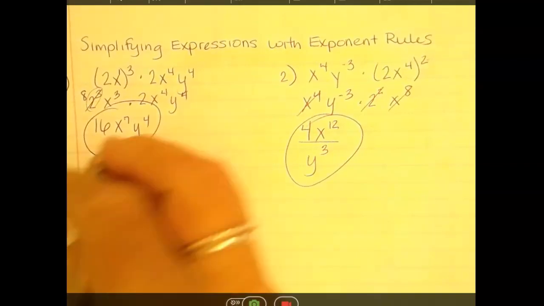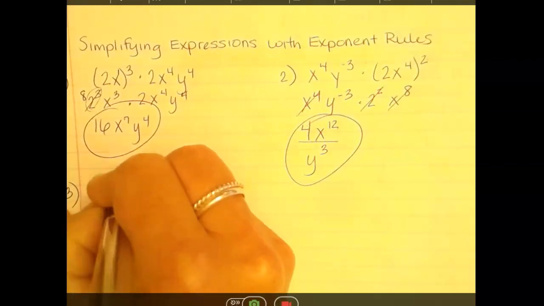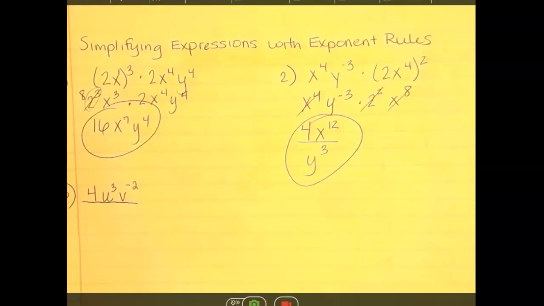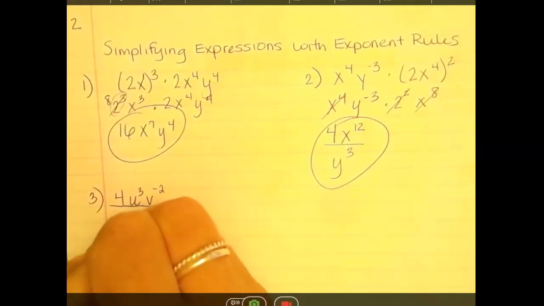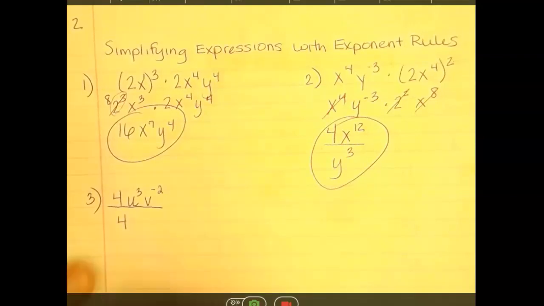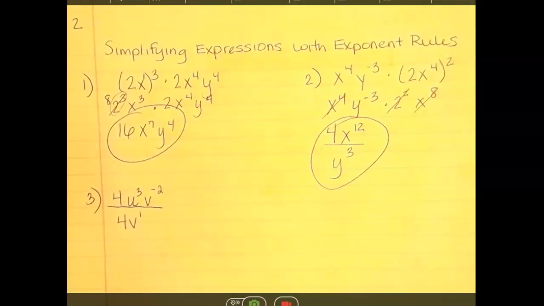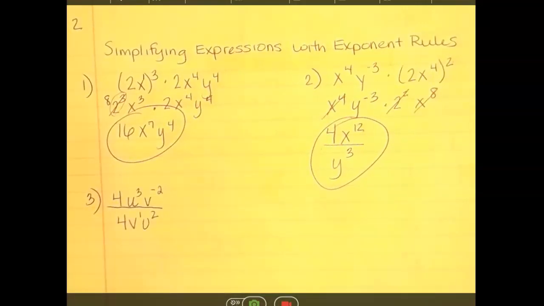4u to the 3rd, v to the -2. I don't know why. The program I use uses u's and v's sometimes, and it can be hard to tell them apart, so just make sure you write them really well. On the bottom is 4v to the 1 u squared. I already went in and put the 1 there. It didn't show it on the problem when I copied it.